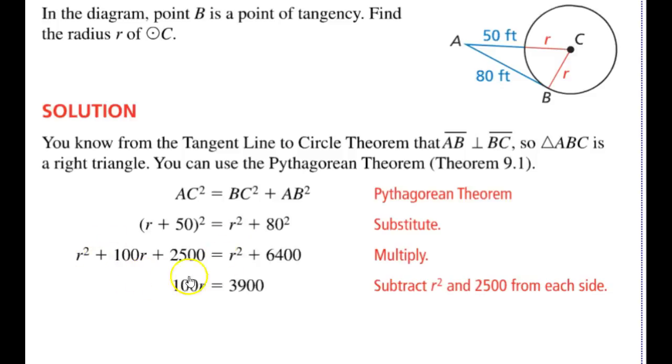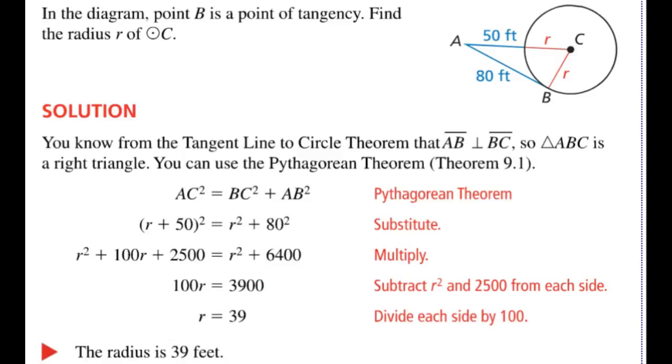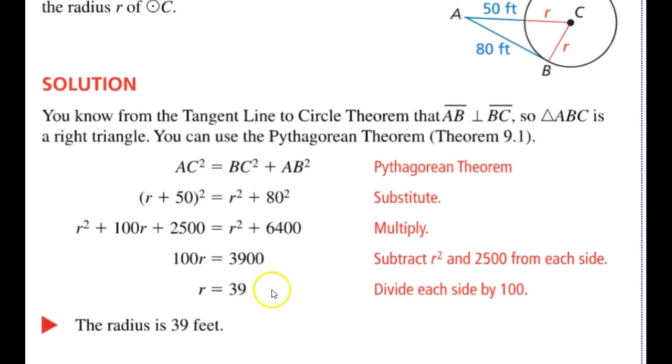So now I can go ahead and subtract this r squared from both sides and simplify. And then I also subtract this 2500 from both sides. So now I'm left with 100r equals 3900. And then I solve for r, which is 39. So the radius of my circle is 39 feet.